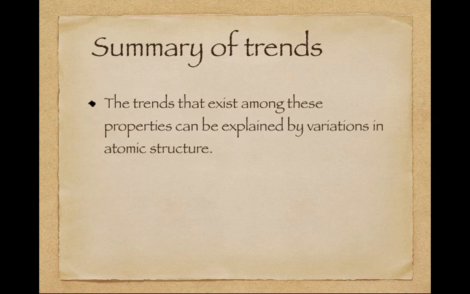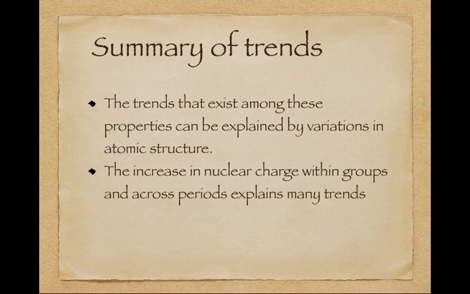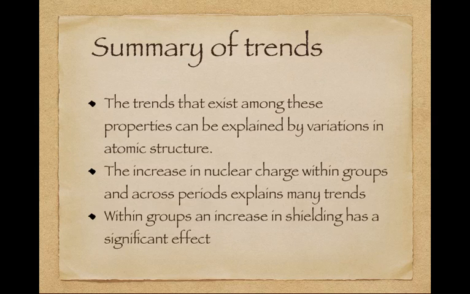All right, so let's take a look at a summary of these trends that we have. Trends that exist among these properties can be explained by the different atomic structures. So if we talk about where the electrons are and why they're there, this is why this happens. The increase in the nuclear charge within groups and across periods explains these. Now this is important that you understand. As we go down levels, we have the shielding. We don't have shielding as we go left and right. So you need to make sure you understand that.